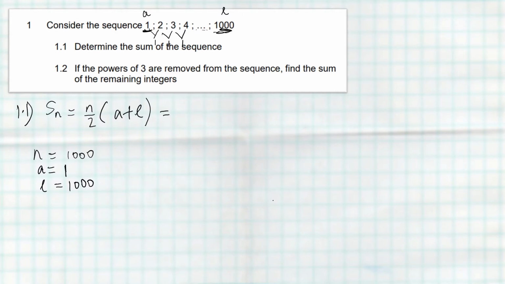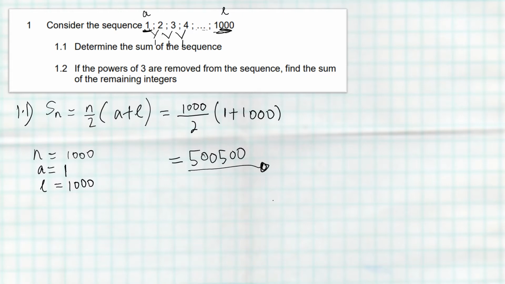So I'm just going to substitute in the formula. It's going to be 1000 over 2, our a is 1, our last term is 1000. Then use a calculator to get the answer. So the answer is going to be 500. So that's the sum of that sequence.